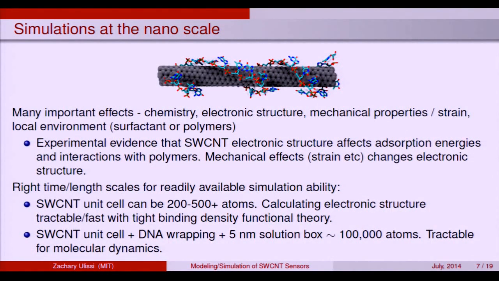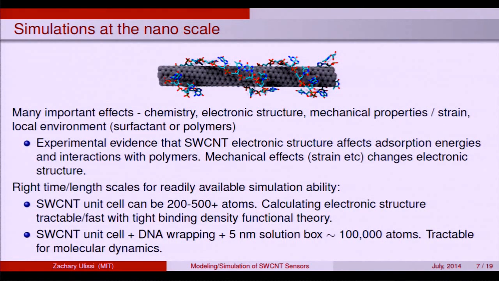So this is an interesting problem because there are many important effects at this scale. The chemistry of the carbon nanotube surface and the polymer is very important. The electronic structure is obviously what we're actually seeing, the fluorescence intensity. The local environment changes the electronic structure of the carbon nanotubes, so you can get solvatochromic shifts. And if you strain the carbon nanotube, you can also change its electronic structure. So the geometry and the physical structure interplays with the electronic one.